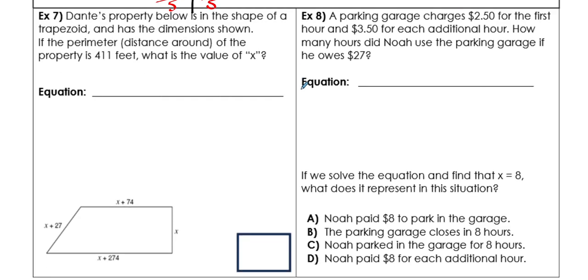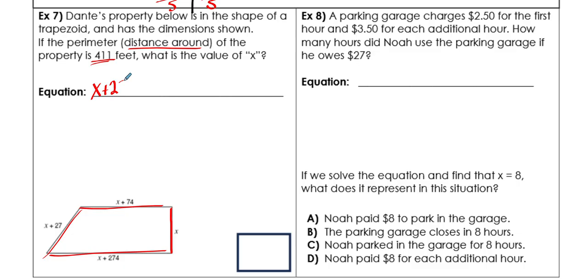Alright, on number 7. Dante's property below is in the shape of a trapezoid. And it has these dimensions that are shown with these expressions. If the perimeter, or the distance around the shape, is 411, what's the value of x? Alright, so first I want to write that equation. Remember, the perimeter is just adding up these sides. That, plus that, plus that, plus that. And it's saying that that has a total of 411.